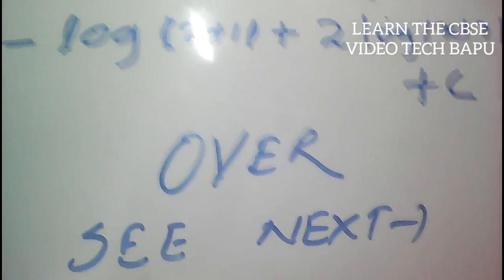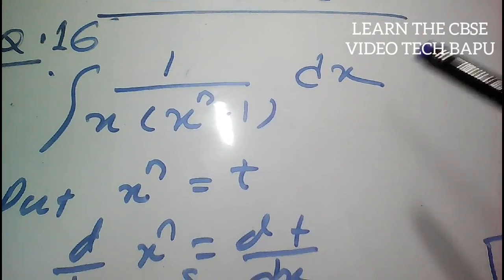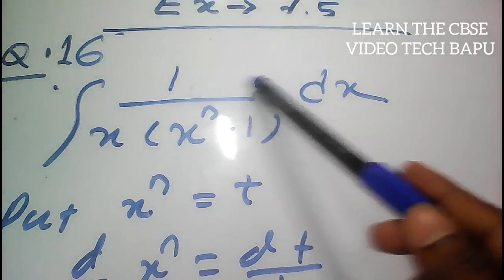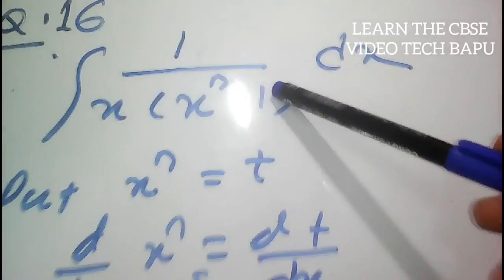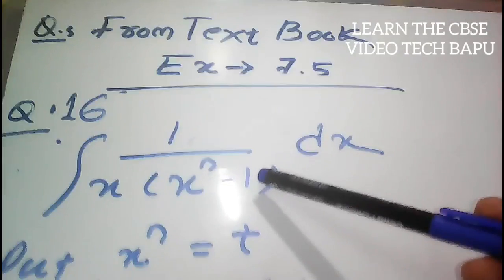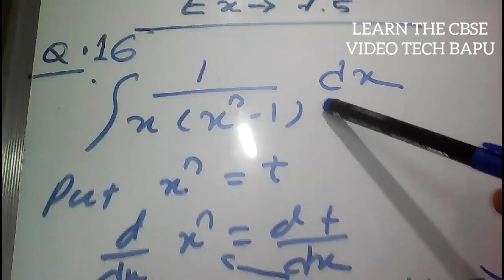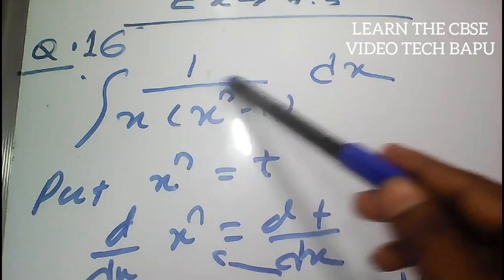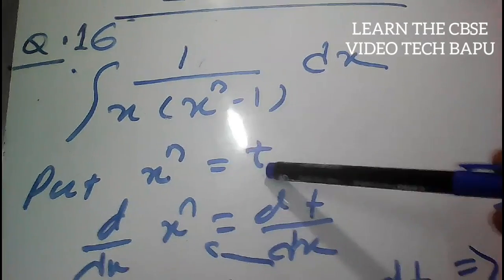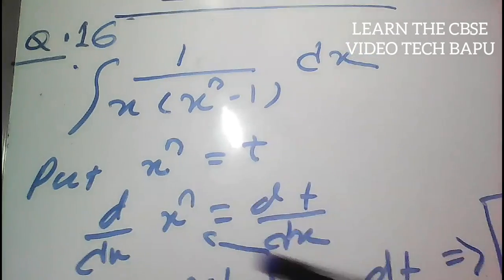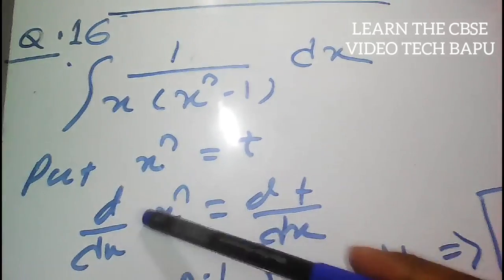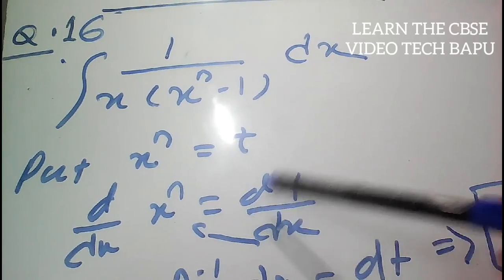See the next question. Let us see question number 16, that is integration of 1 by x into (x to the power n minus 1) whole dx. Put x to the power n as t. We can derive both sides: d by dx of x to the power n is equal to d by dx of t.